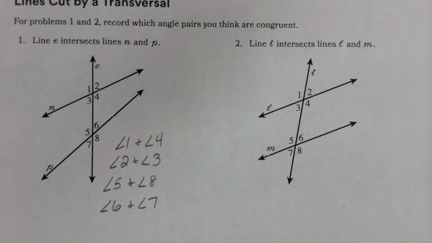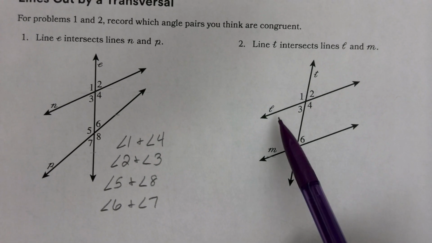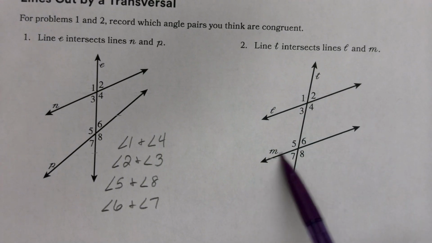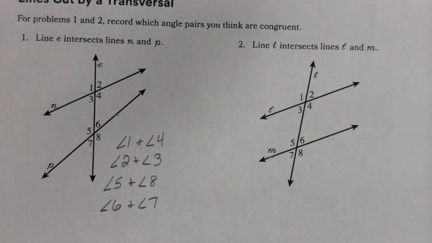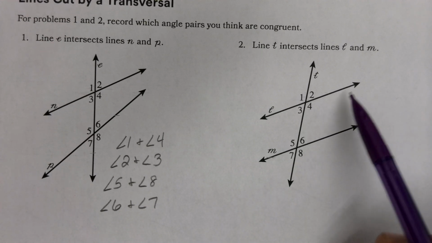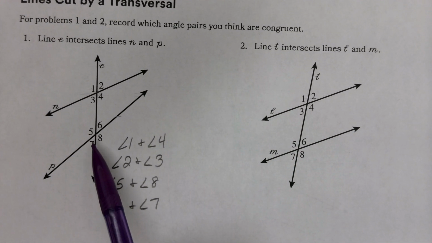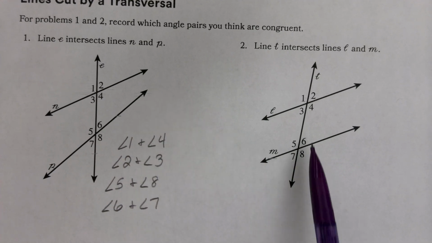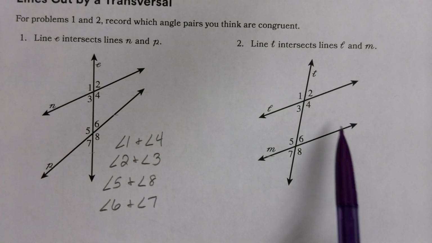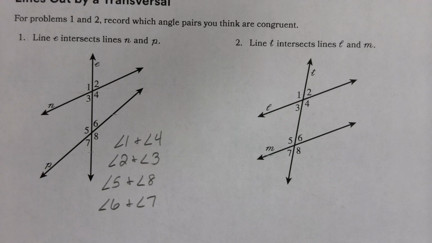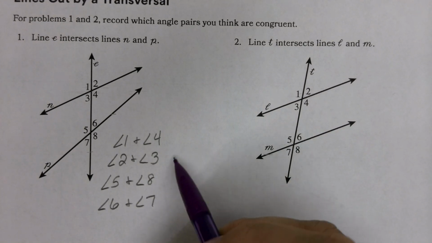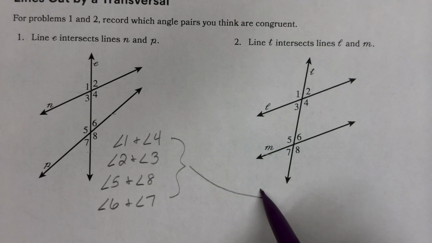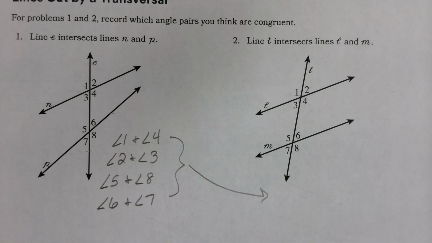Question 2 is a bit of a different story, because I have two parallel lines here. They don't show parallel, but these are believed to be parallel because of how they are. On number 1, at some point they're going to intersect. The lines on number 2, L and M, do not appear as though they're going to intersect. So in addition to the vertical angles, there are more angle pairs that are congruent.